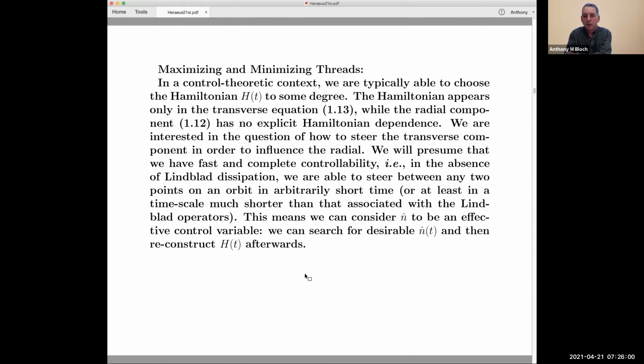So in the absence of Lindblad dissipation, you're able to steer between any two points on the orbit in a very short time, or at least a time much shorter than that associated with the Lindblad operators. This is generally a reasonable assumption. You can think of lasers acting on the system, as I mentioned earlier, and if they're unbounded, of course, you can move as fast as you want. So you can think of the system without the Lindblad equations as one where you can move virtually instantaneously on these orbits.